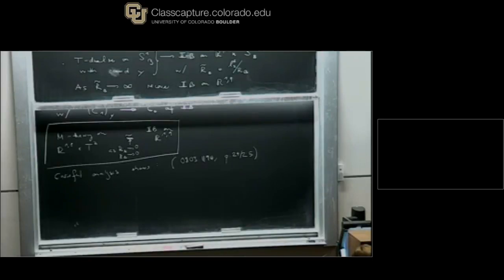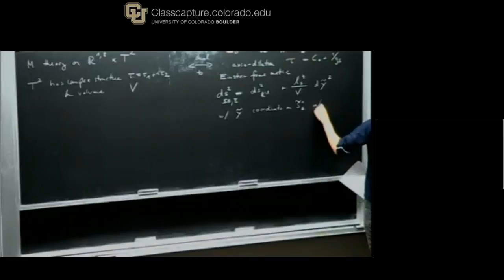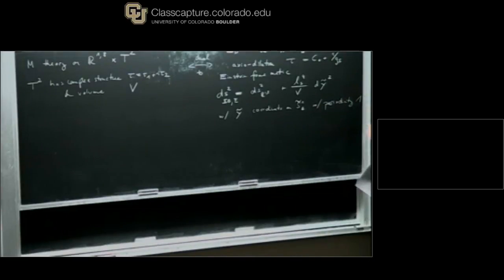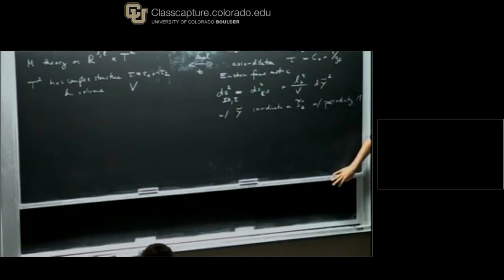So the complex structure translates directly into the axio-dilaton. And we have an Einstein frame metric ds squared, type 2B in the Einstein frame, equal to the flat metric in R^8 plus l_s to the 4 over V, V being the original volume, times dy tilde squared, where y tilde is a coordinate on S^1_B tilde with periodicity 1. So you have to keep track of your factors of l_s and do the duality in detail.